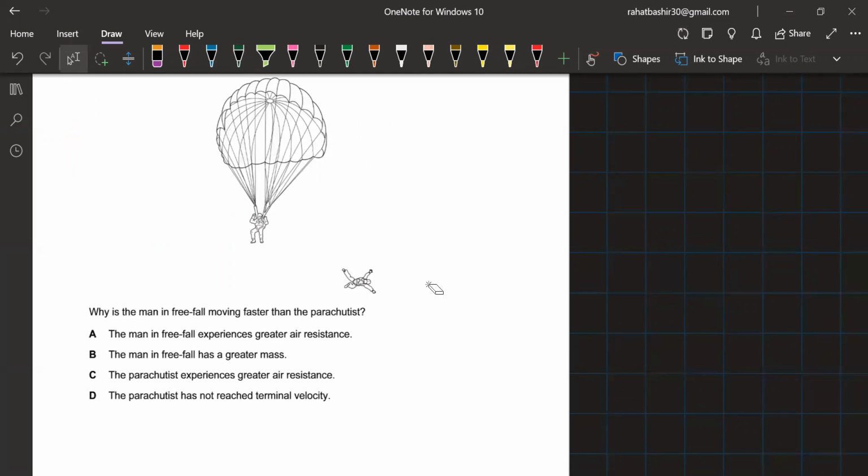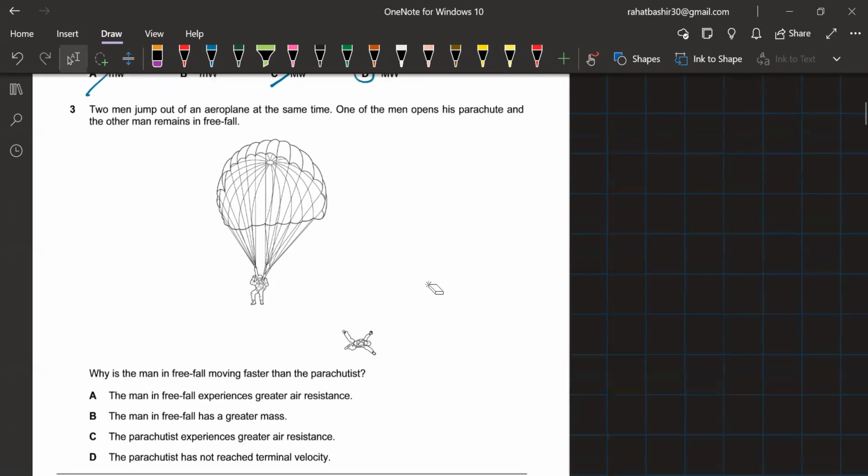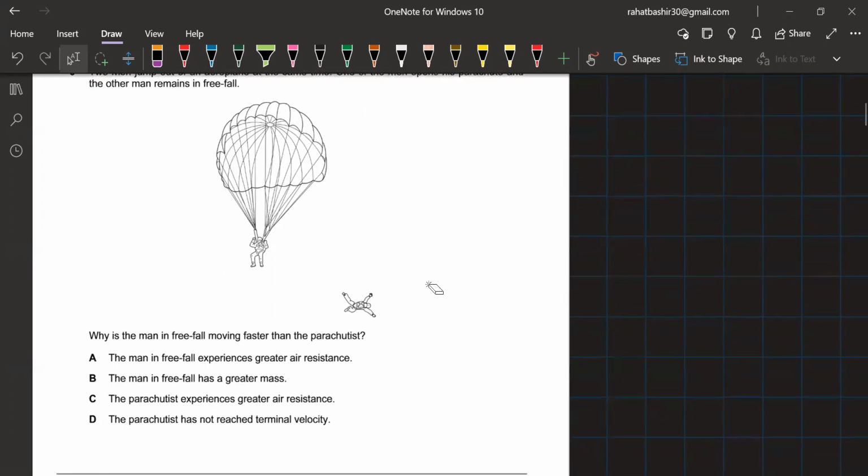Option number B, the man in free fall has greater mass. So, no, this might not be the reason. The parachutist experiences greater air resistance. Yes, because air resistance is directly proportional to the surface area, and the parachute gives the man a greater surface area. The parachutist has not reached terminal velocity. No.